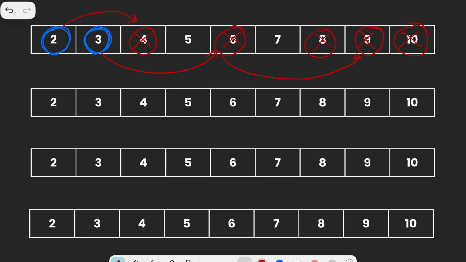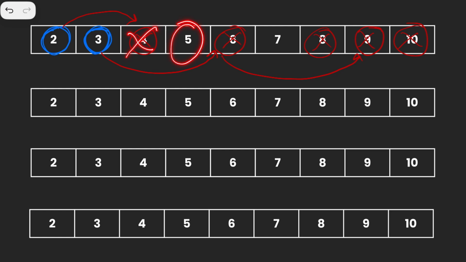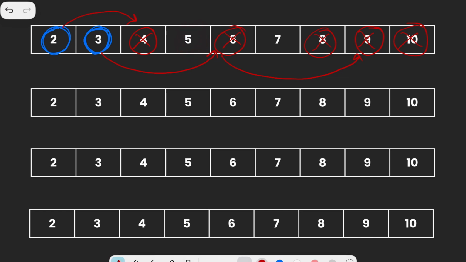Then we go to 4. Now 4 has been marked as false. That means this is a composite number, so we are going to ignore it. Then we go to 5. Now 5 has not been marked as false, so that means this number is a prime number. Now we'll mark all its multiples as false. So 10 will be marked as false.